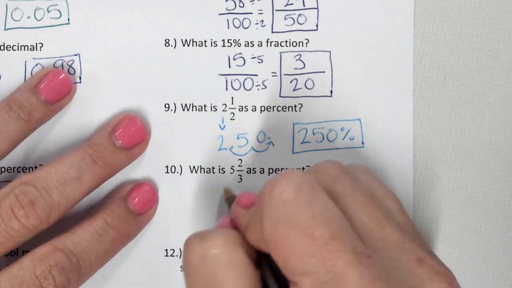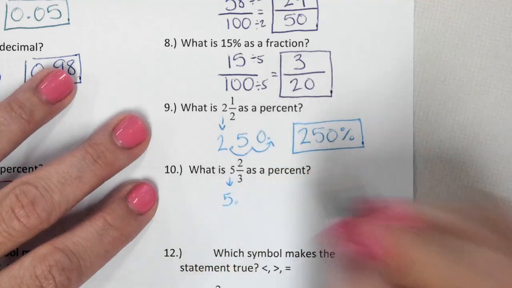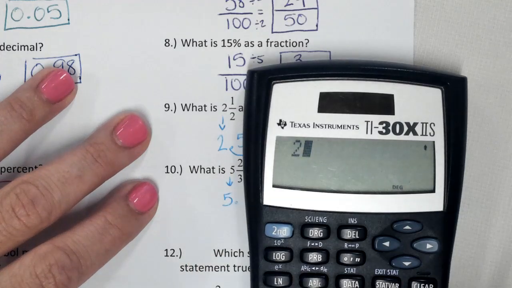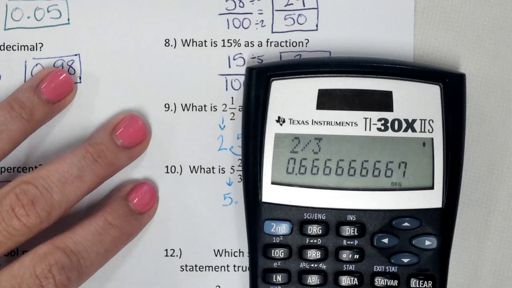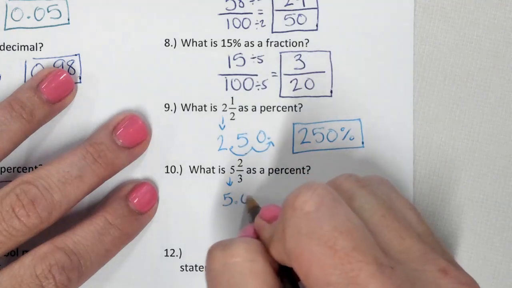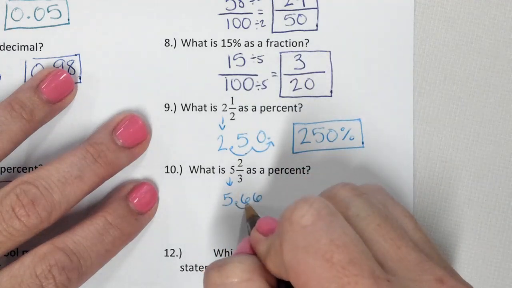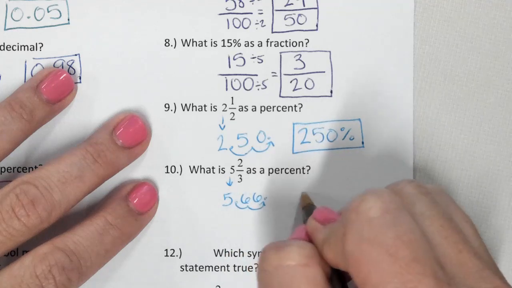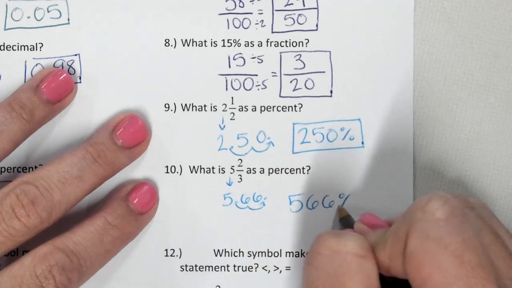So same concept. I know my whole number is 5, and 2/3, so 2 divided by 3 is 0.6 repeating. So I move it to the right twice, and I get 566%.